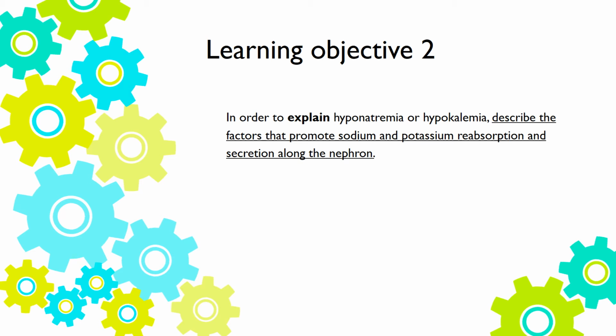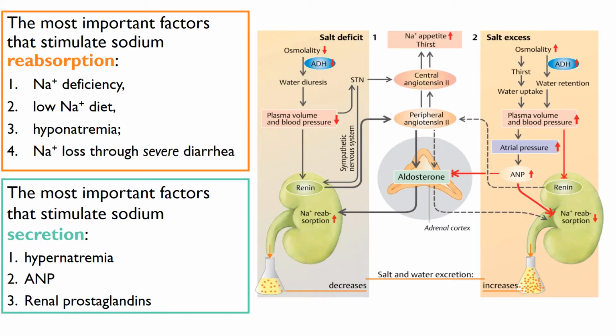Hello and welcome back. Now that we have gone through the mechanisms of how all the solutes filtered at the glomerulus are reabsorbed and sometimes secreted in and out of the nephron, let's go through specifically sodium and potassium and look at the factors that regulate the reabsorption or secretion of those two solutes along the way. First, we're going to start with the factors that stimulate the reabsorption and secretion of sodium.